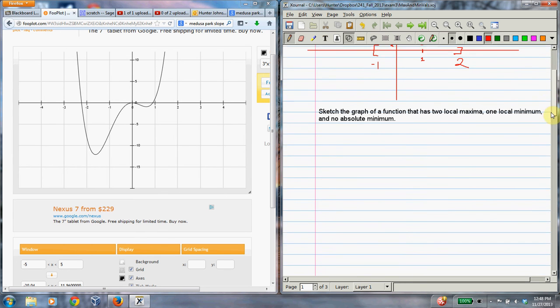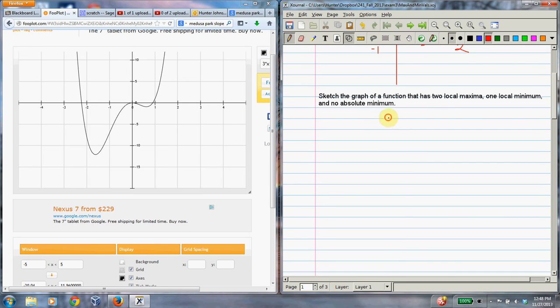Now let's answer the second question. Sketch the graph of a function that has two local maxima, one local minimum, and no absolute minimum. And it doesn't say that we have to do it on a closed interval, so I'll just try to make it defined everywhere. So it has no absolute minimum, so let's just make it come up from -infinity. So that'll take care of that. Okay. So it has no absolute minimum because it goes off down to -infinity.